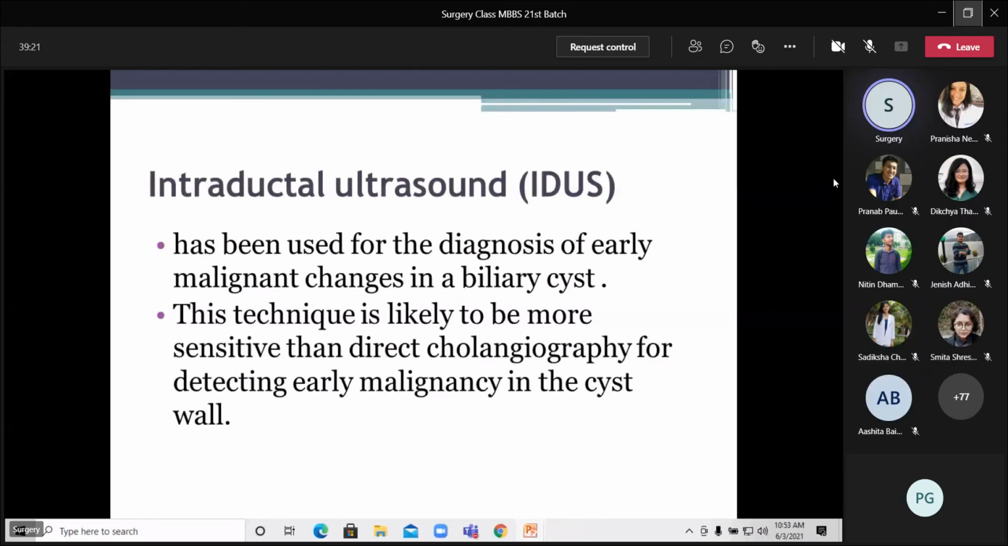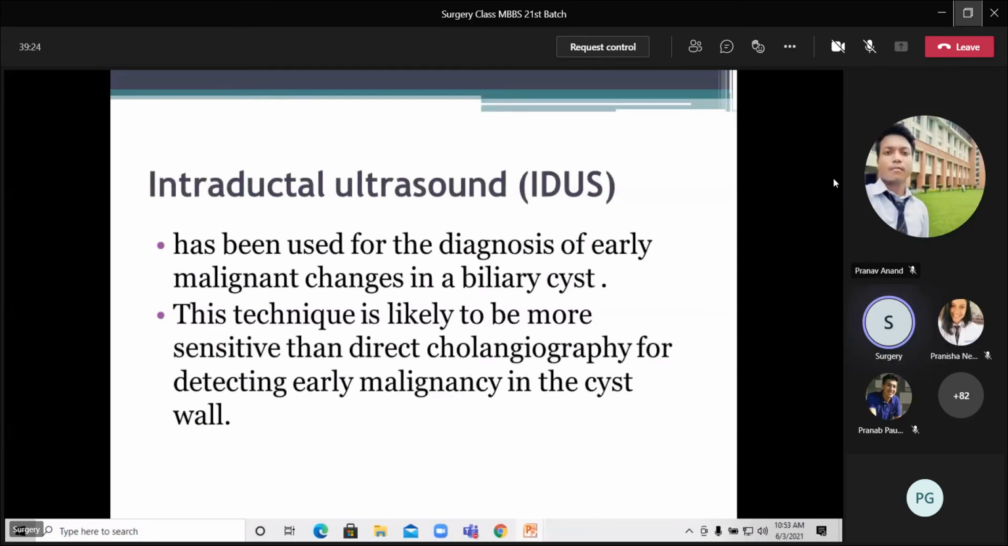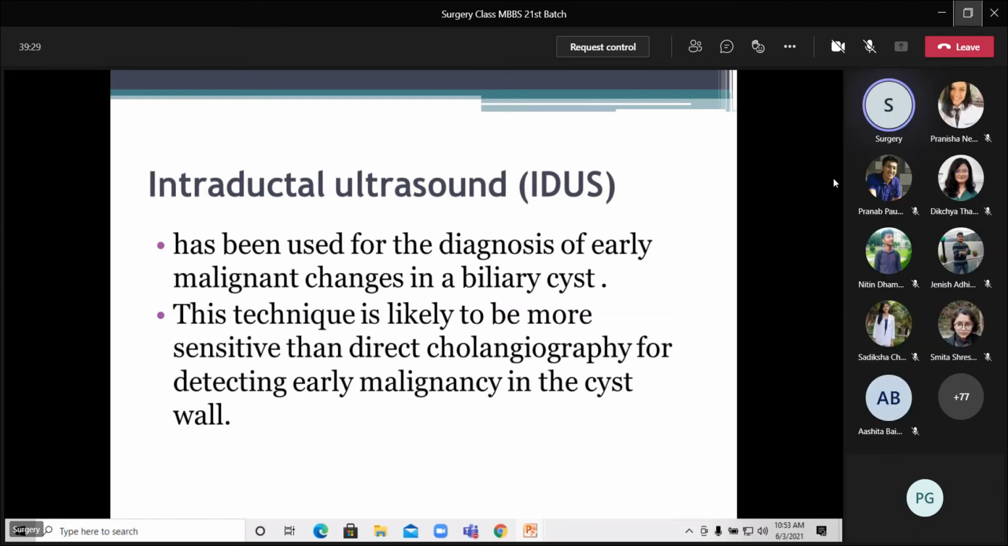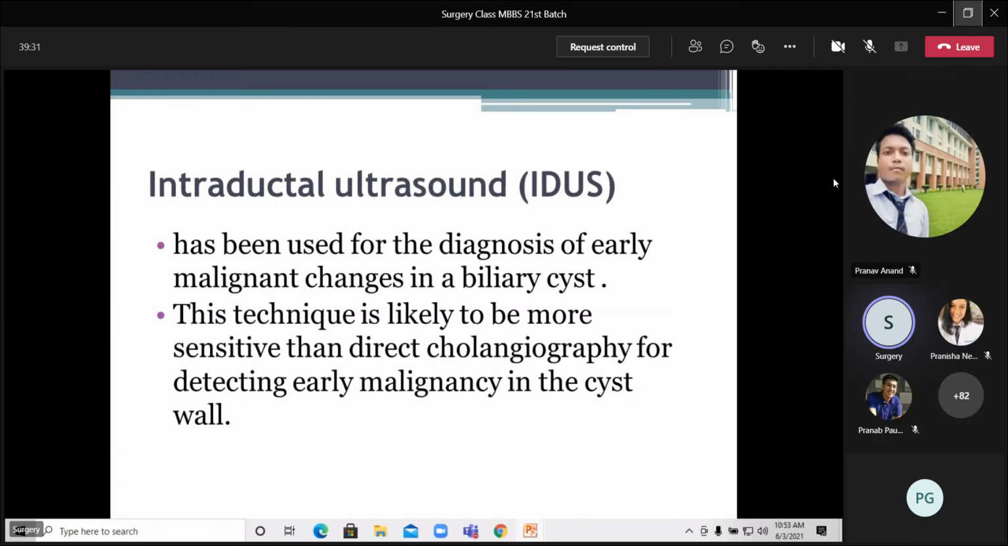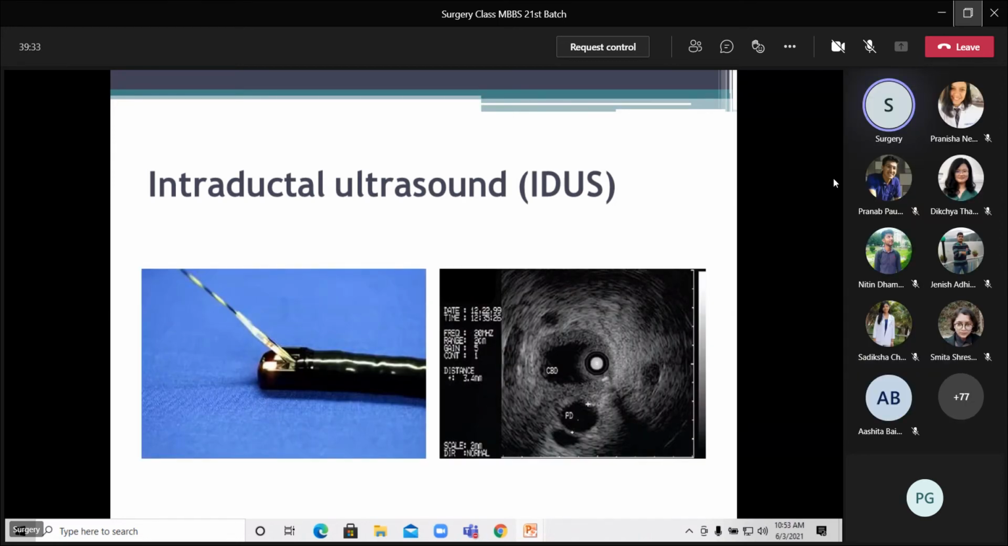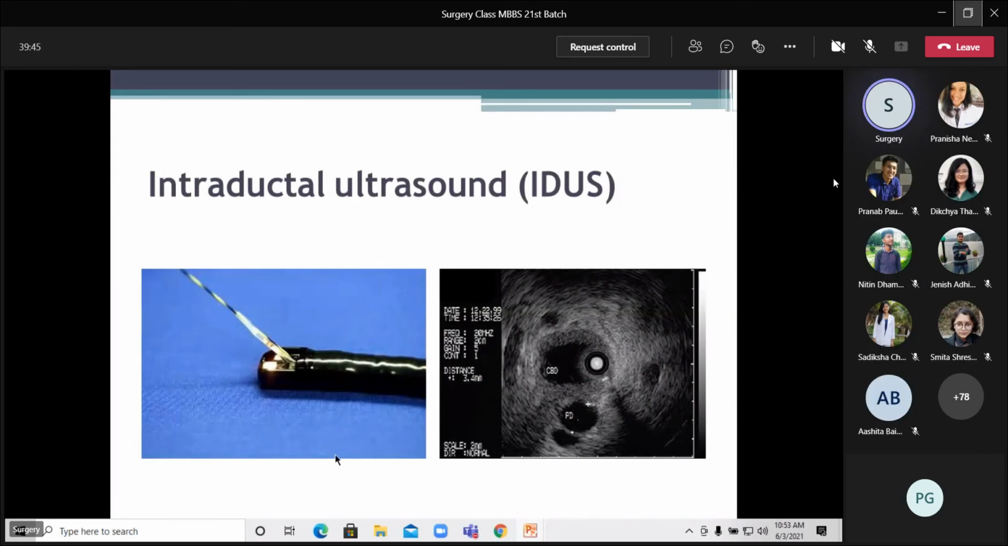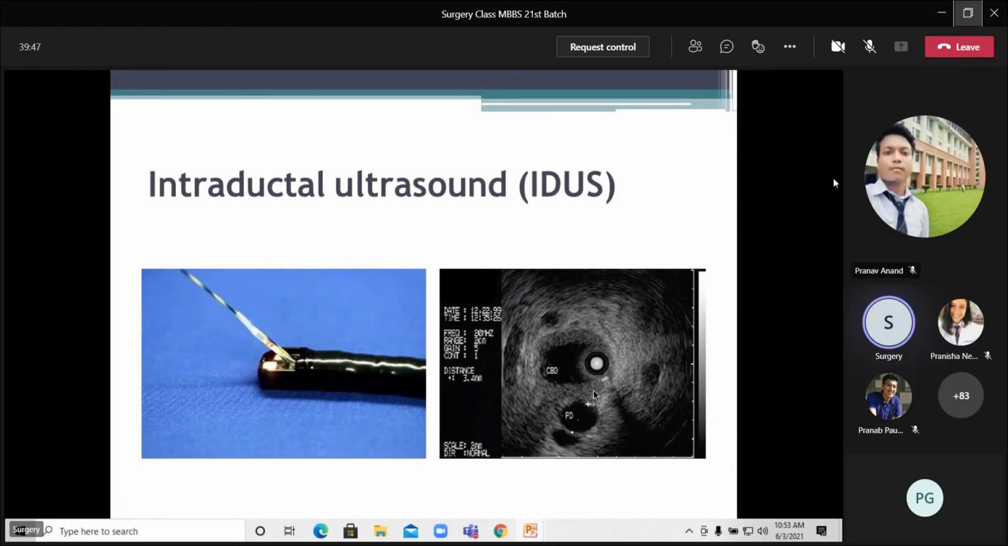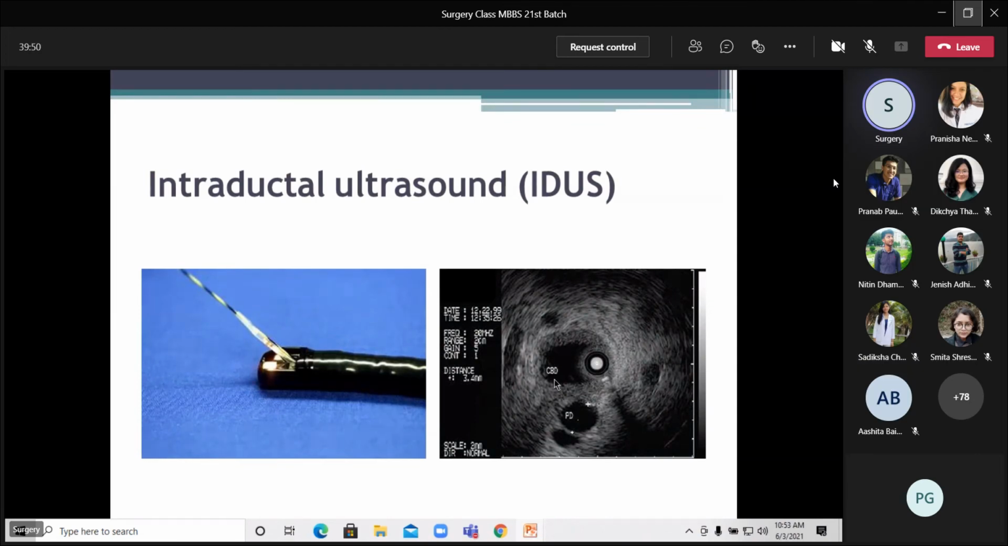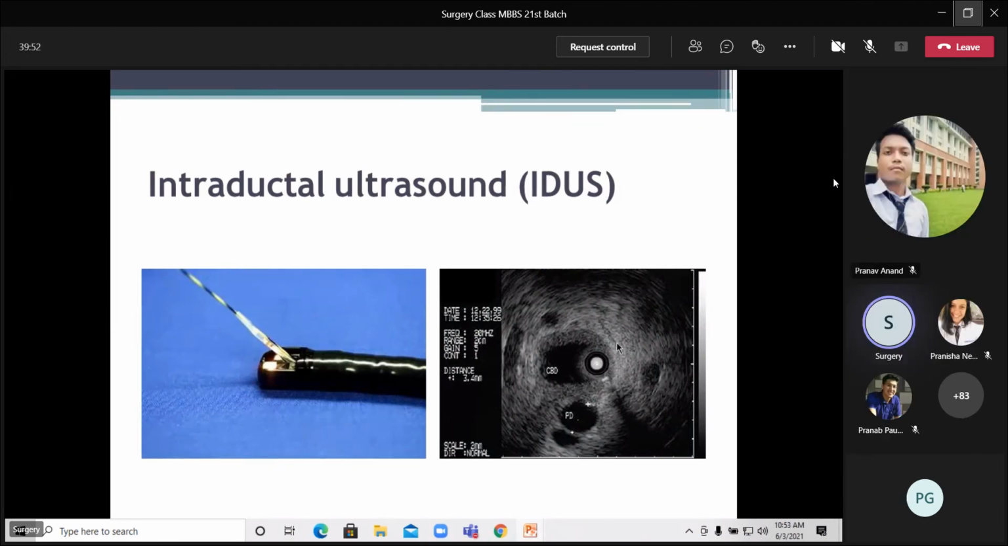Intraductal ultrasound. After doing the endoscopic ultrasound, you can even push a small catheter which has an ultrasound probe in it into the biliary tree. You can see an ERCP scope, and at the scope tip there is an intraductal ultrasound probe, which can be sent into the biliary tree to see the details. You can see on the right side of the picture the common bile duct and the pancreatic duct detected by intraductal ultrasound.